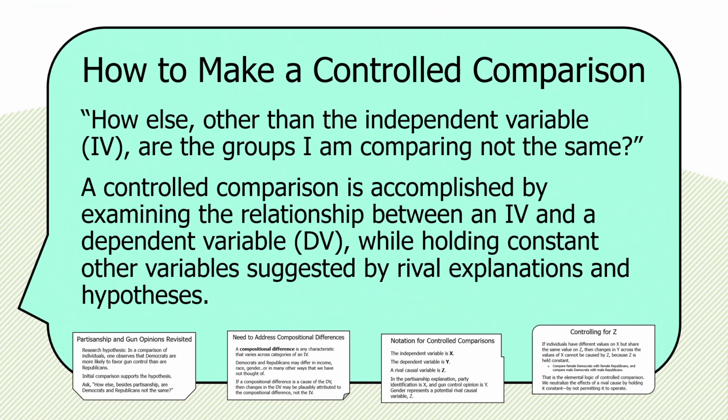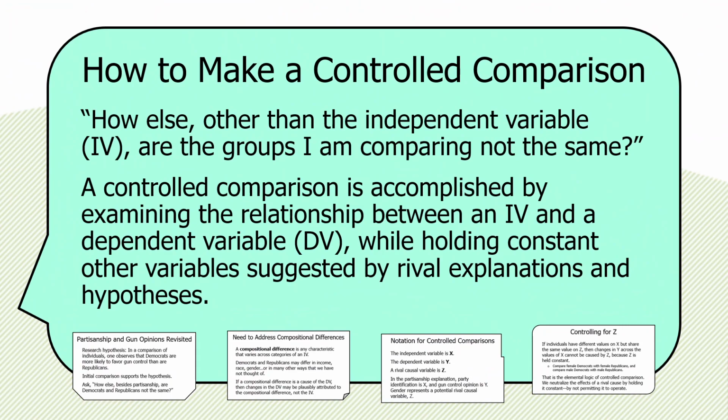A controlled comparison is accomplished by examining the relationship between independent variable and dependent variable while holding constant other variables suggested by rival explanations and hypotheses. So if you hold a rival constant as you vary the independent variable from one value to another, then any differences in the dependent variable cannot be attributed to that rival cause. There may be other rival causes, but you've held that particular cause constant.